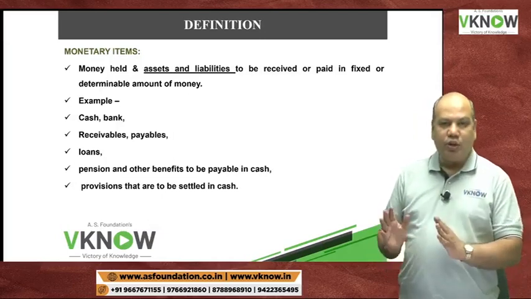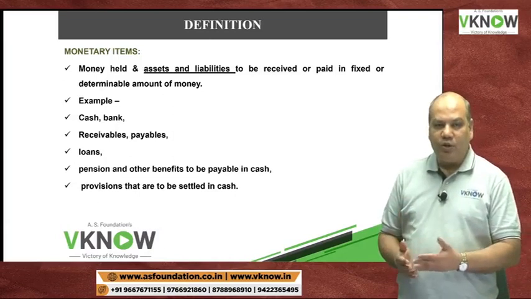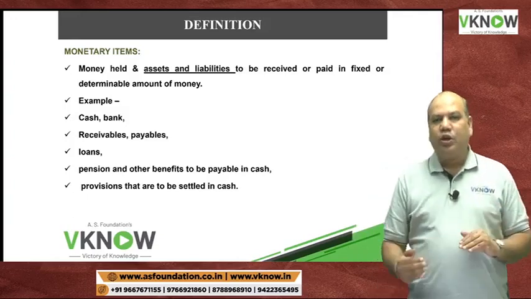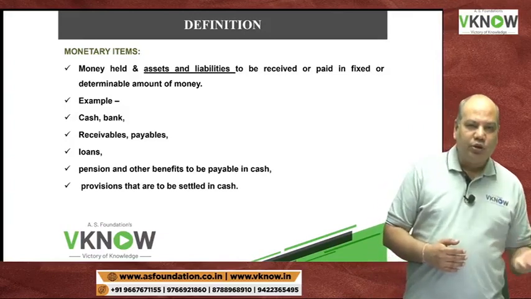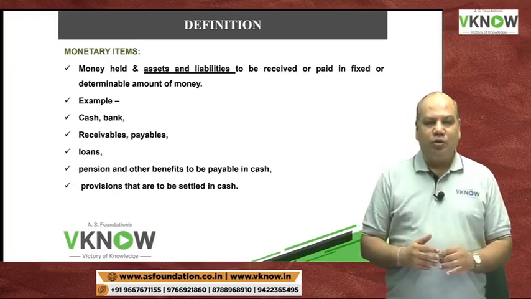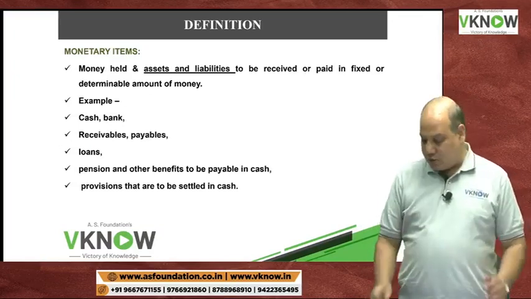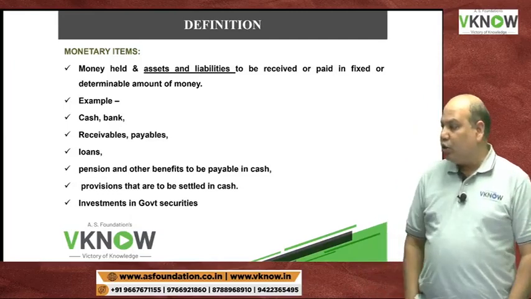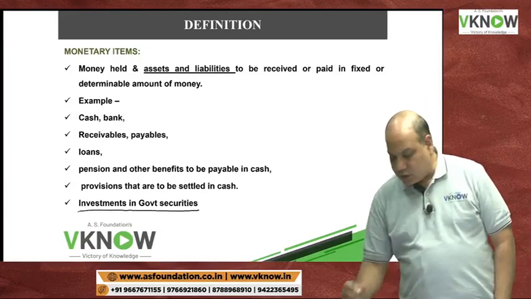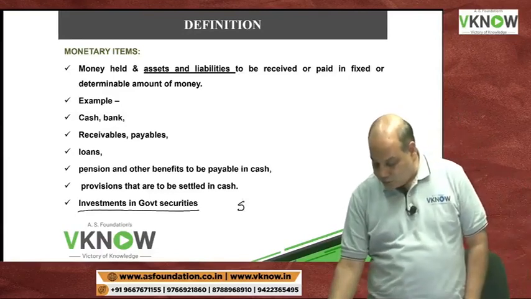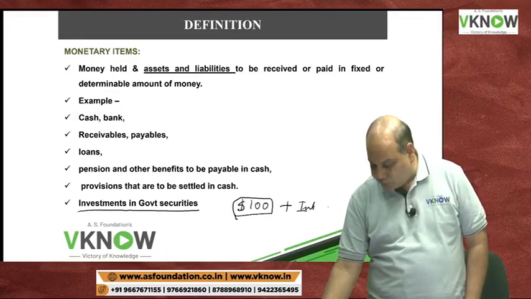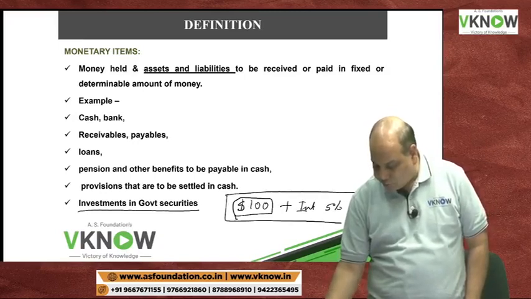So monetary items are those items where the amount to be received or paid is fixed or determinable. Like from a debtor, $100 is receivable. To a creditor, $200 is payable. To a bank, $5,000 is payable plus 5% interest. To an article clerk, $500 is payable. So these are monetary items. Even investment in government security is a monetary item, not shares. Be very careful. Why? If you have invested $100 in a government security, you will receive $100 plus a fixed 5% interest. So the amount is fixed or determinable.